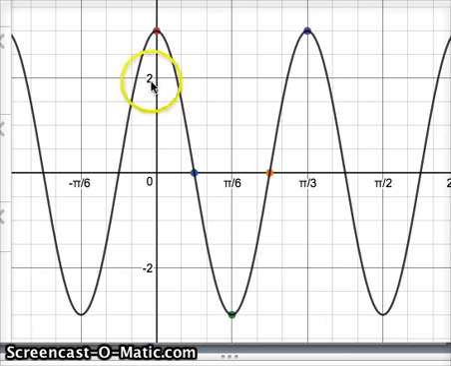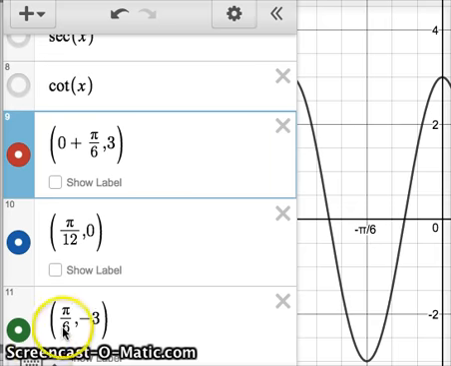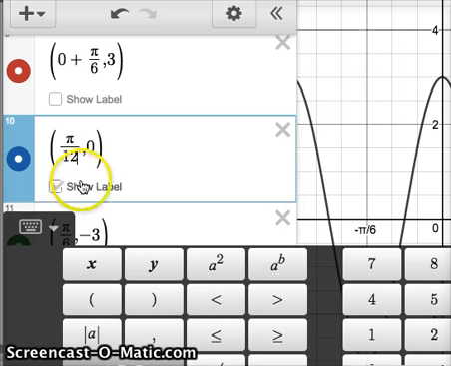Now how do I have to shift this? Pi over 6 to the right and 5 down. So I'm going to take those points, add pi over 6 to the x values and subtract 5 from the y values. So I'm shifting everything right pi over 6 and down 5. So I'm just going to show you those 5 points I had before. I'm shifting them to the right pi over 6. I'm going to do that first.